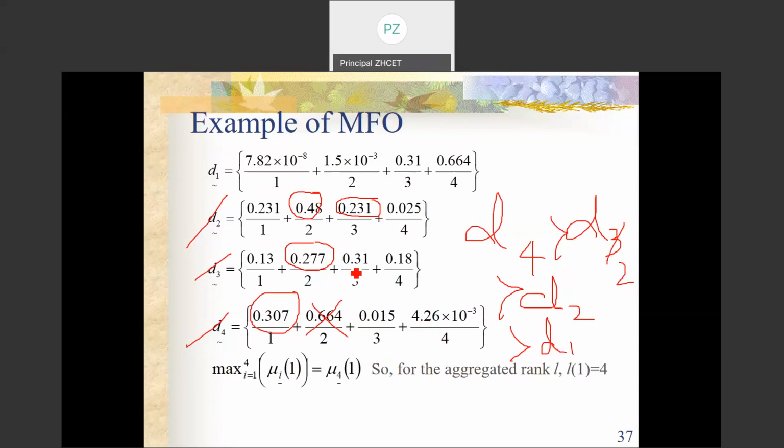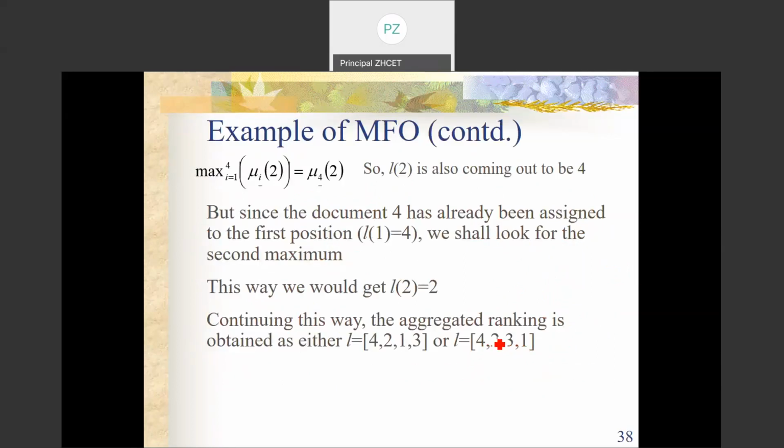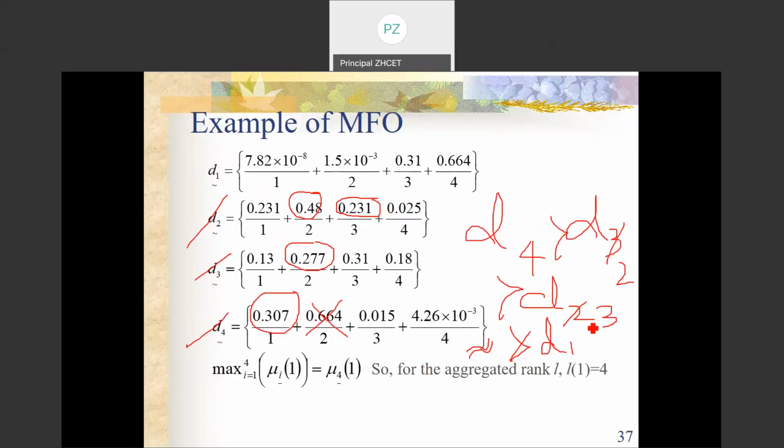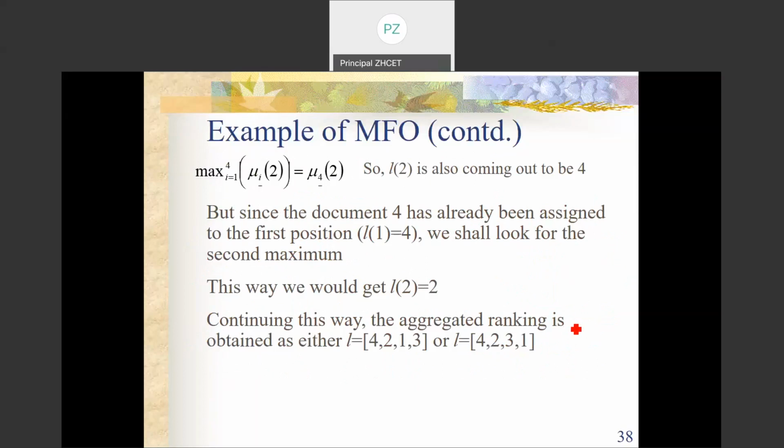So they are having a tie actually. So D1 and D3 are having a tie. So what I can do, I'll put a D, and instead of this, I'll place an equal sign, right? So I'm sorry, I'd gone wrong. So ultimately it should be 4 2 3 1 or 4 2 1 3, because 3 and 1 are tied up for the third and fourth position. So the tie is being resolved arbitrarily. So this is how we can carry out the membership function.